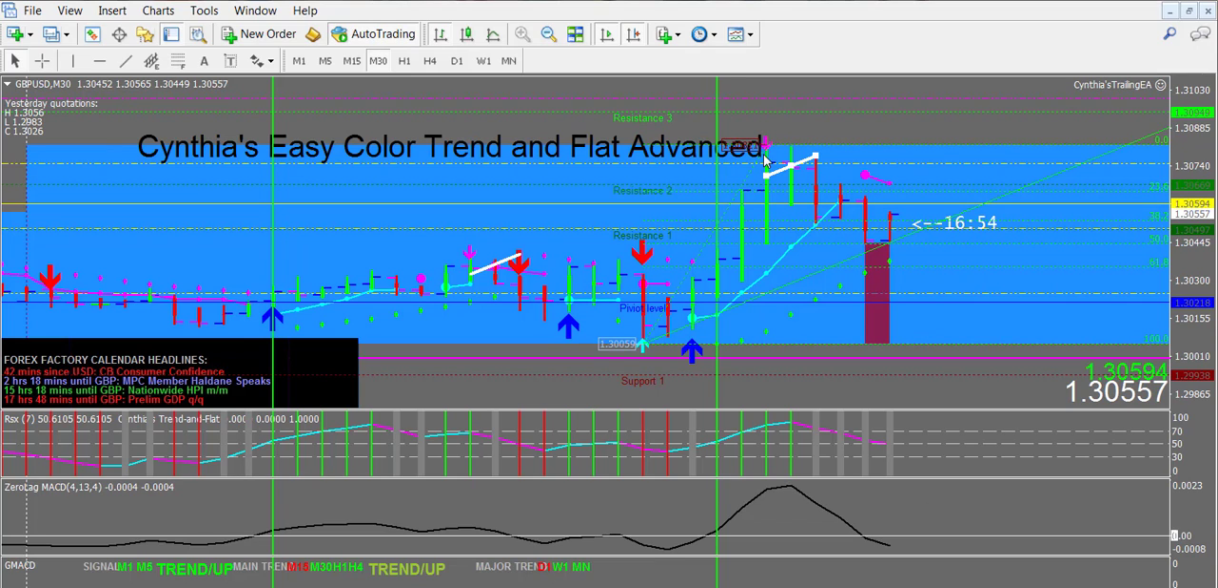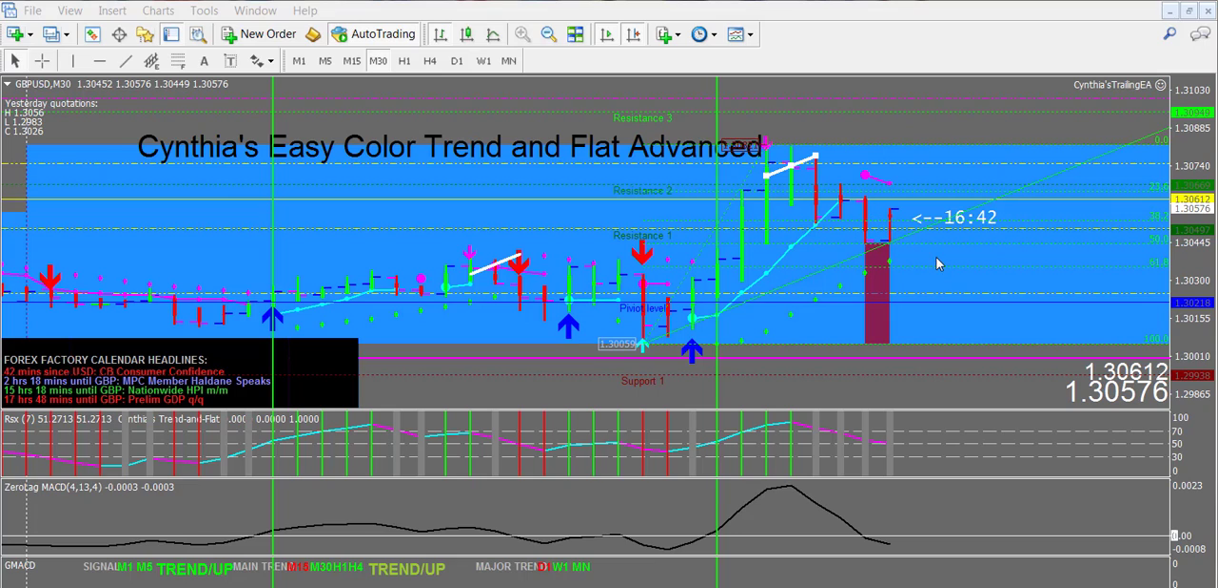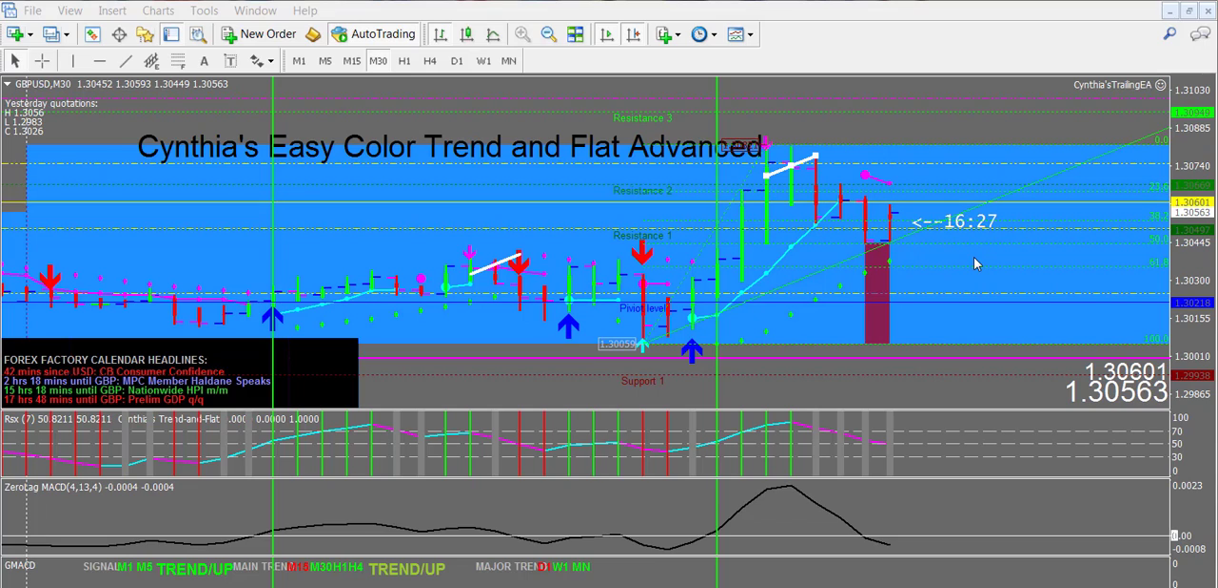Up here, you could have taken partial profit and then waited for the pullback to finish, and when the trend resumes to the upside, placed another buy trade. So I'm going to pause the video and we'll take a look at it in the next 30 minutes if I don't lose internet connection, which happens all the time.